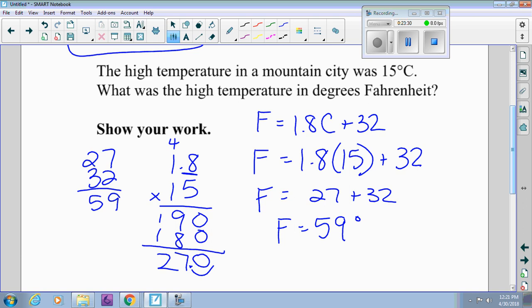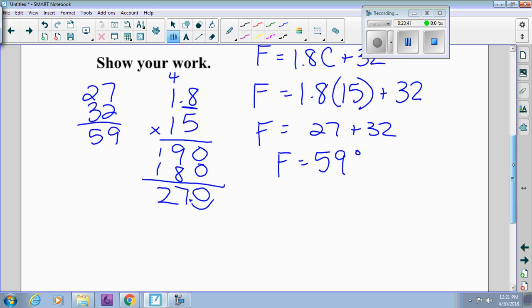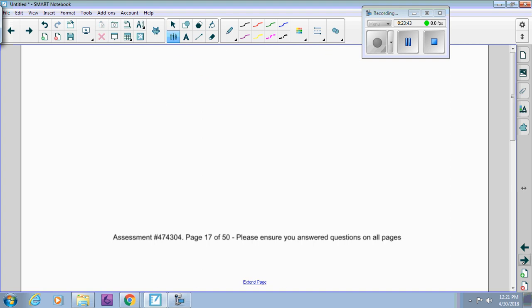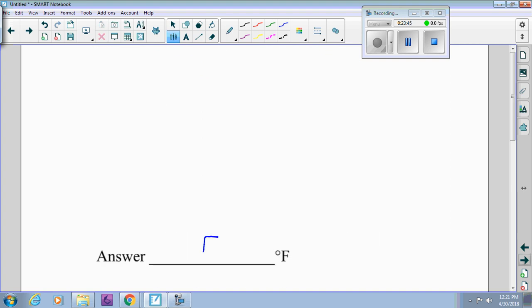Common sense will serve you a lot with these types of questions, because if you get something that's astronomically high and you know someone would be roasting at that temperature, you might want to just double check your work. So 59 degrees is the answer there. 59 degrees Fahrenheit.